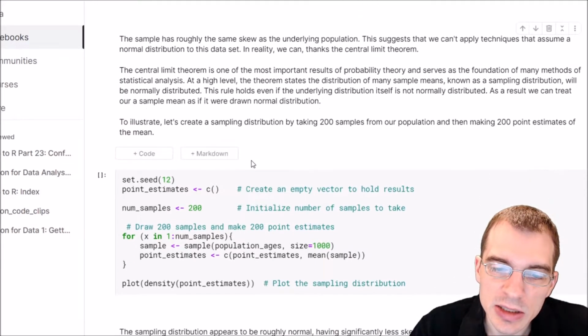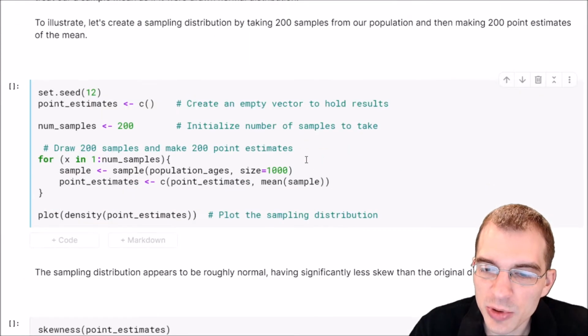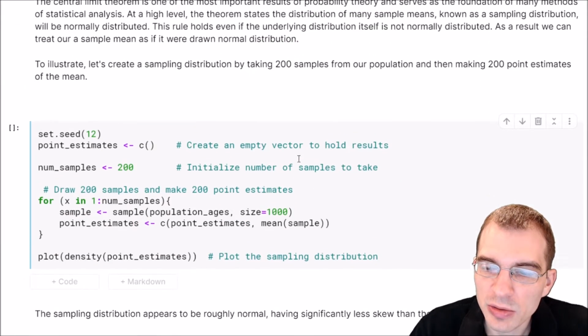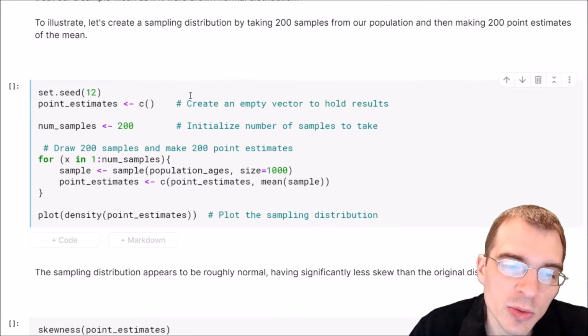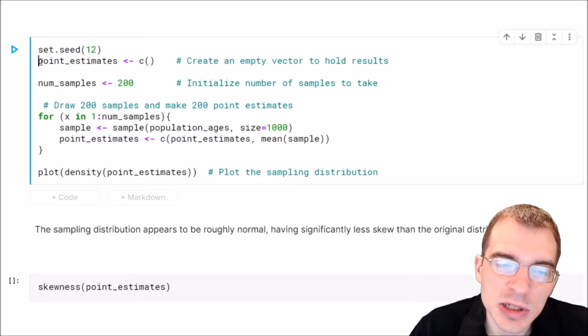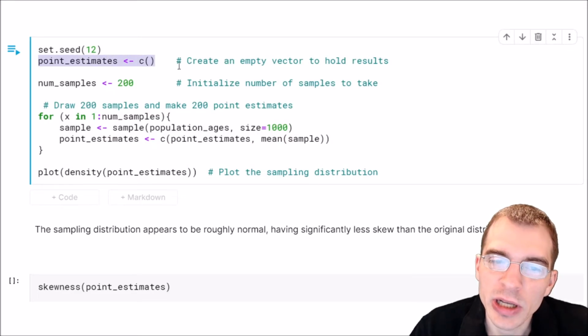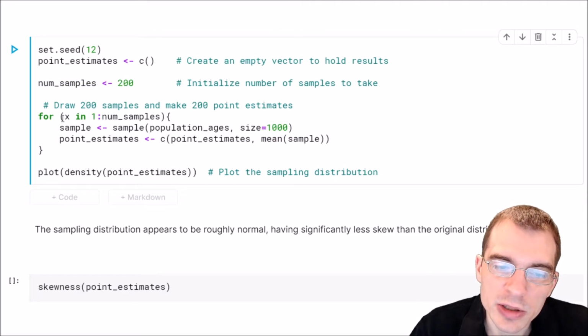To illustrate, let's create a sampling distribution by taking 200 samples from our population and then making 200 point estimates of the mean. So to do that, we're going to initialize an empty vector for point estimates. We're going to draw 200 samples, and then we're just going to do a for loop 200 times, so for x in 1 to num samples. So 200 times we're going to do this.